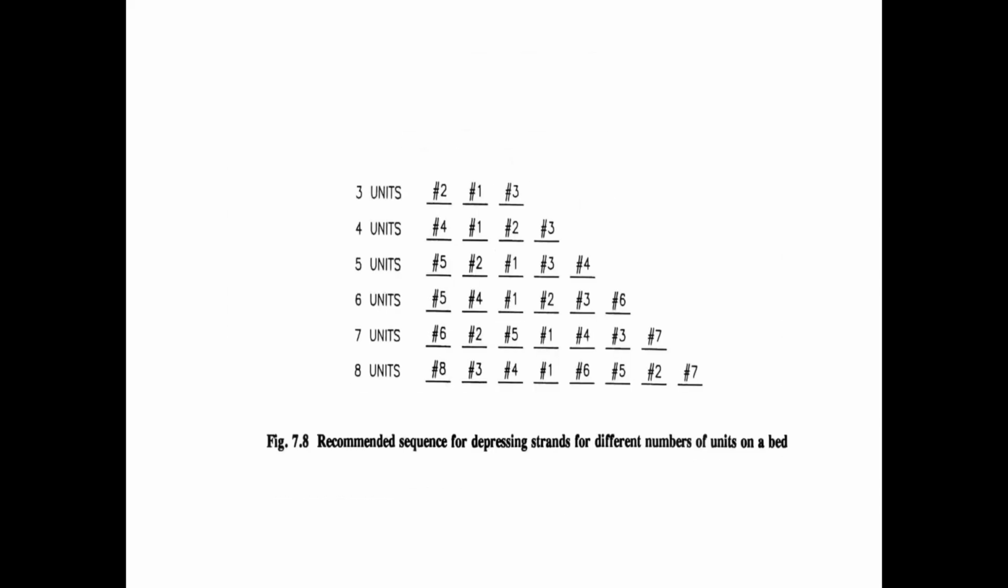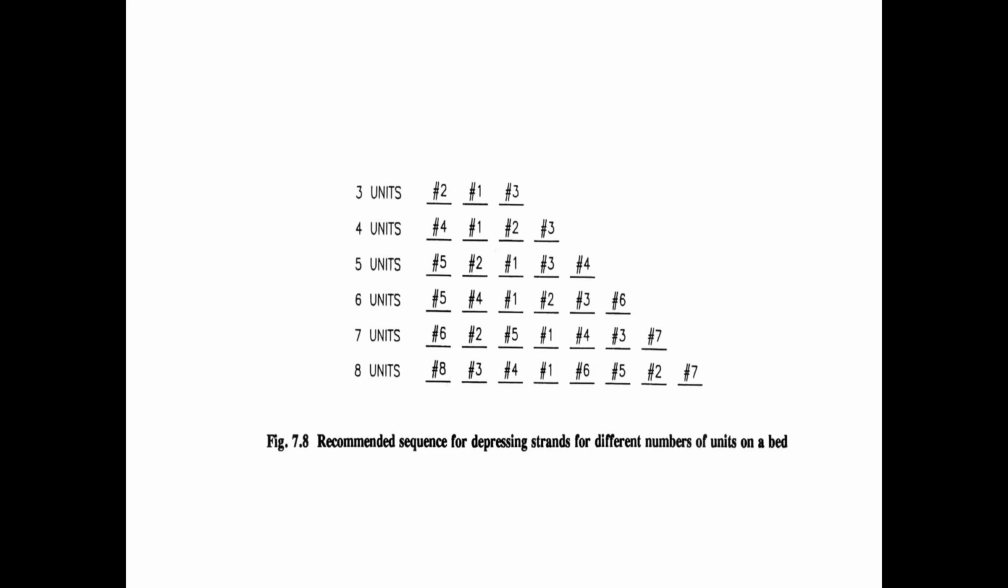All right, figure 7.8 is just a representation of how you would go about deflecting the strands into the draped position after they've been tensioned in the straight position. So there's nothing specific about this other than we always want to start at the center of the bed and alternate from side to side, moving from the center.